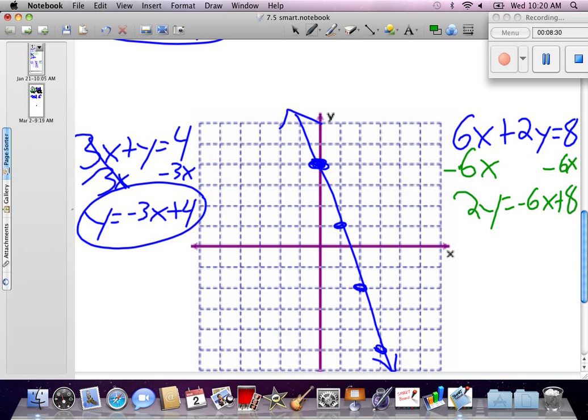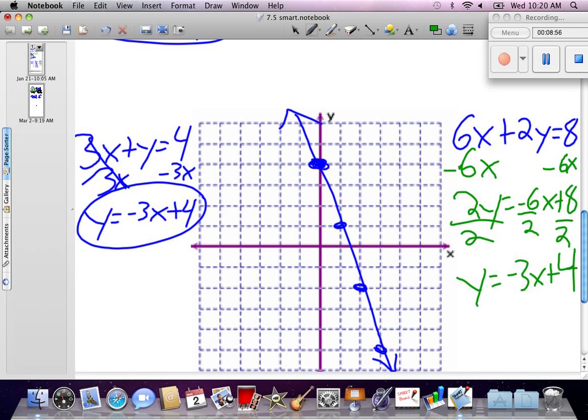Dakota, what do I do next to get y by itself? I want y by itself. Not minus, but divide because they're being times. See how there's nothing in between it, no addition or subtraction sign? That means we want to divide. So we divide both sides by 2, and we get y equals negative 3x plus 4.